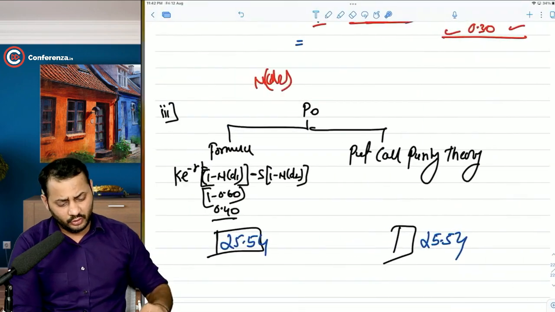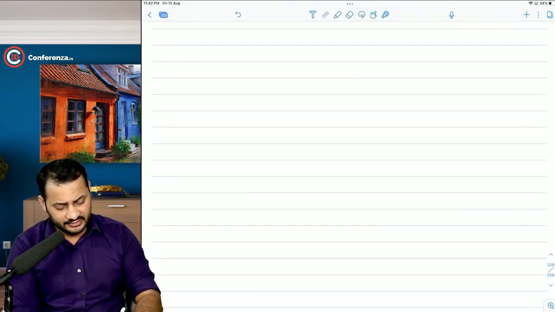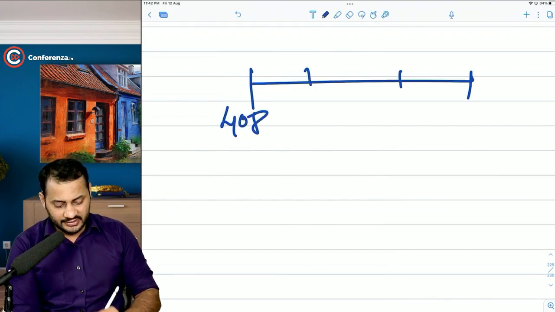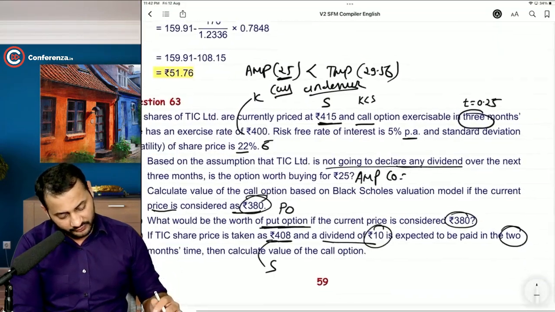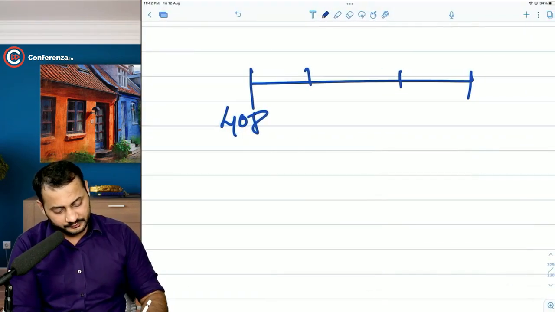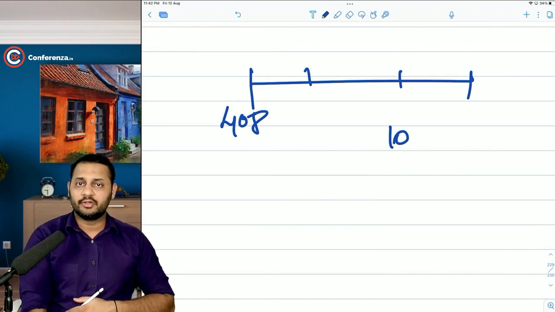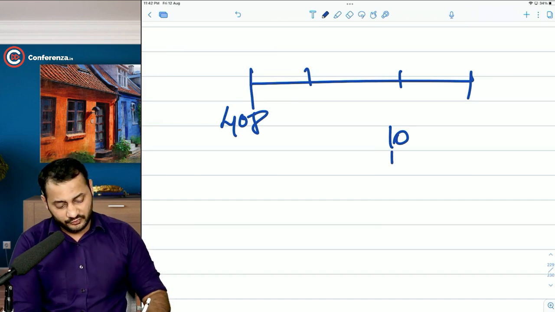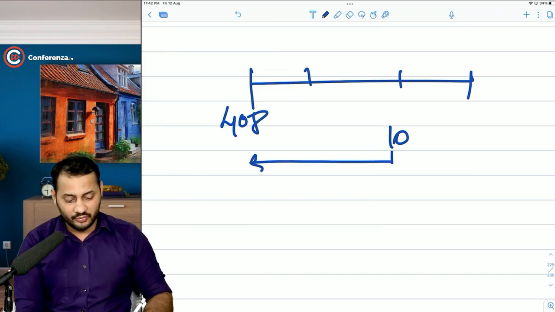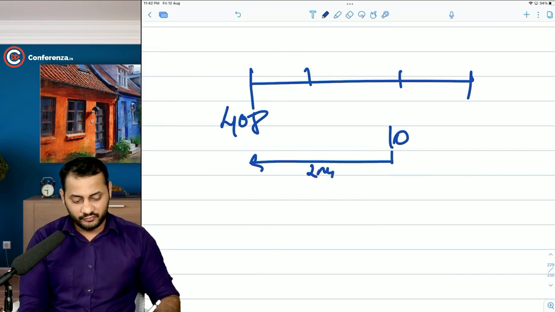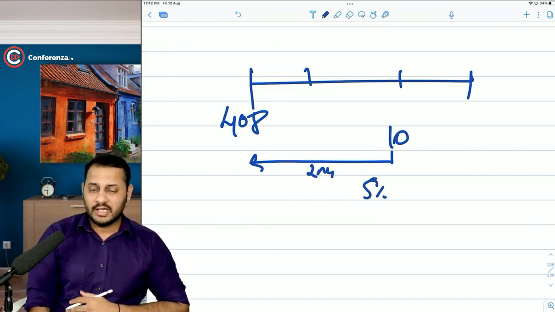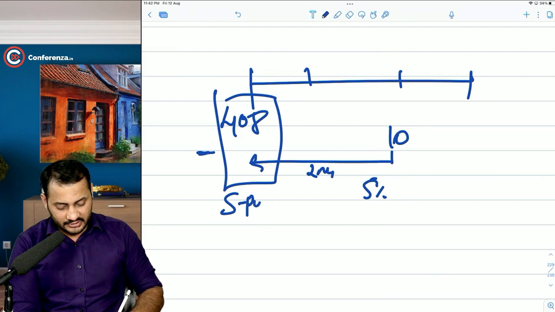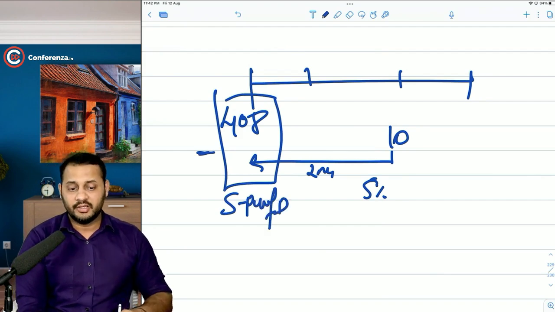Again the same thing, except for some changes. This is the timeline, 1, 2 and 3 months. 408 is here and you will be paid a dividend of 10 rupees here. What are you going to do? There are 2 places where S is used in the Black-Scholes model. So first of all, calculate the present value of 10, discounting it by 2 months at the rate of 5% per annum. And then deduct that from 408 and use it as S minus present value of dividend.